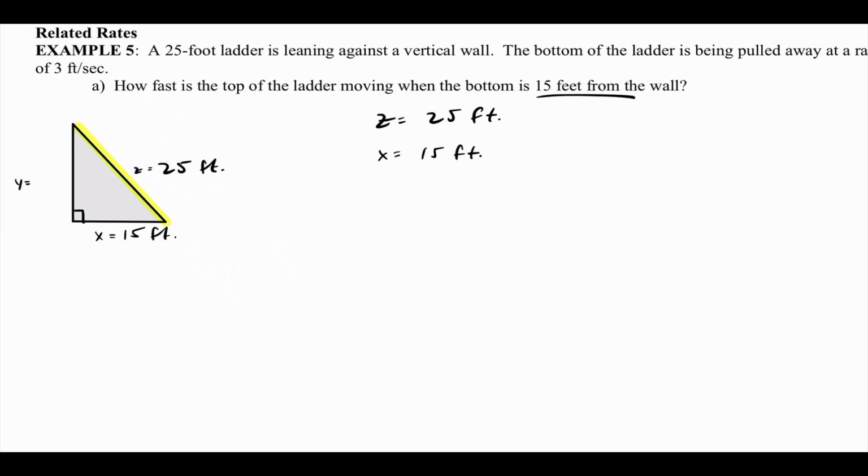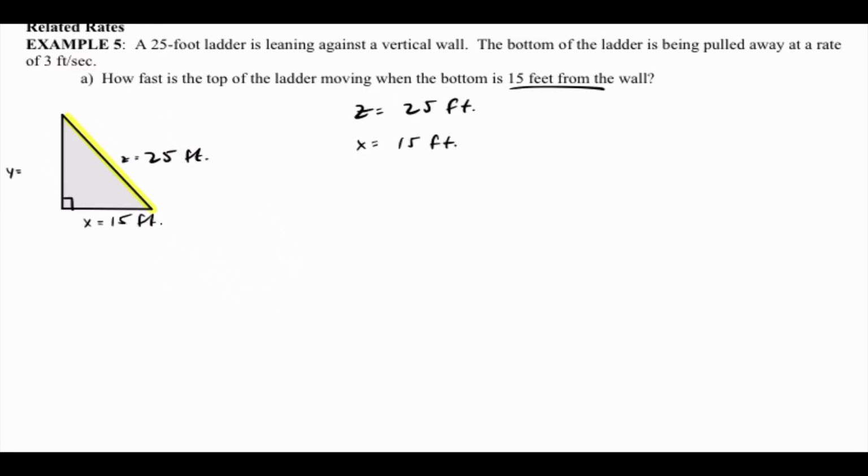What else do we know? The rate is 3 feet per second. So the bottom is being pulled away, right? Pulled away means away. So the bottom is going that way, right? So how do I write that? dx over dt, good. Positive 3 or negative 3? Is that 15 going to get bigger or smaller when it's pulled away? Bigger, right? So positive 3 feet per second. Good.